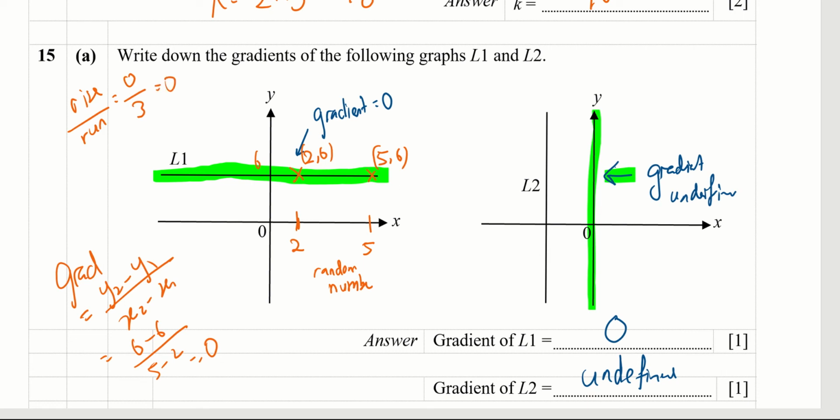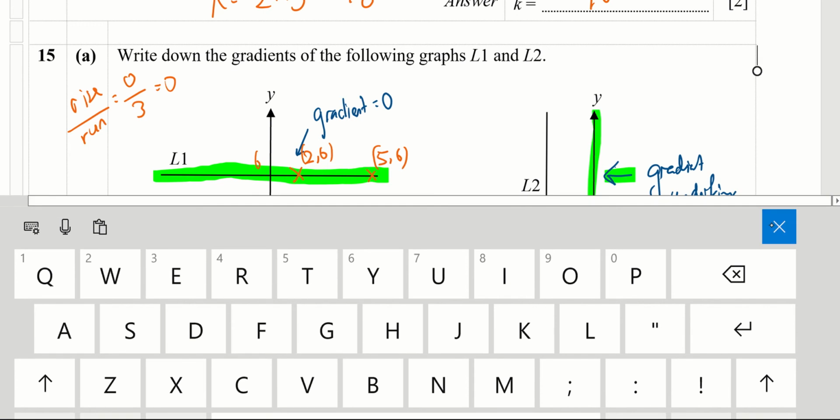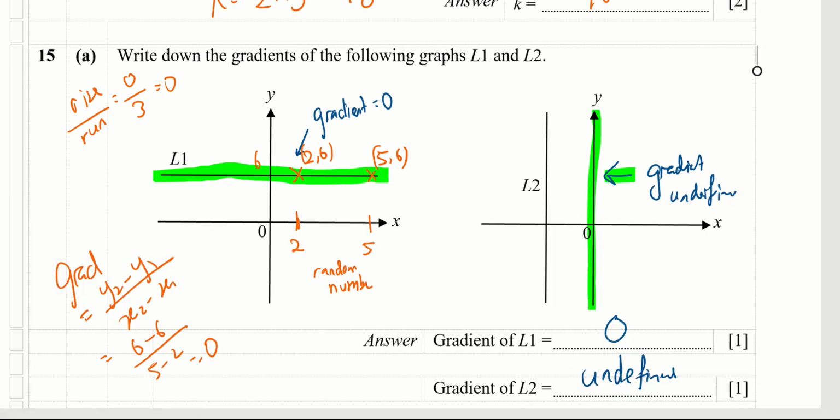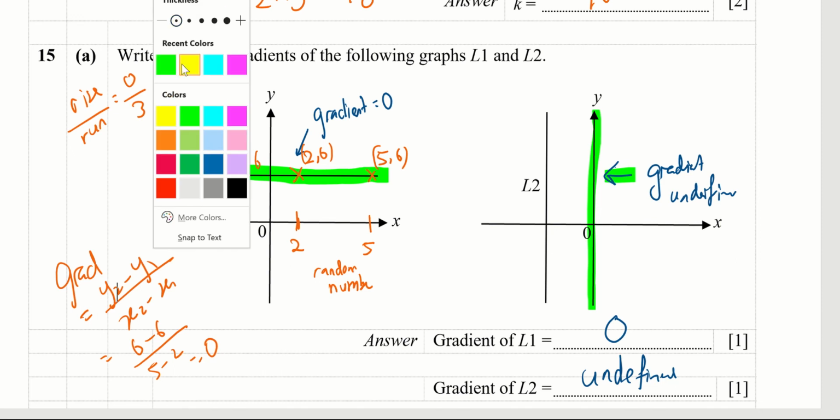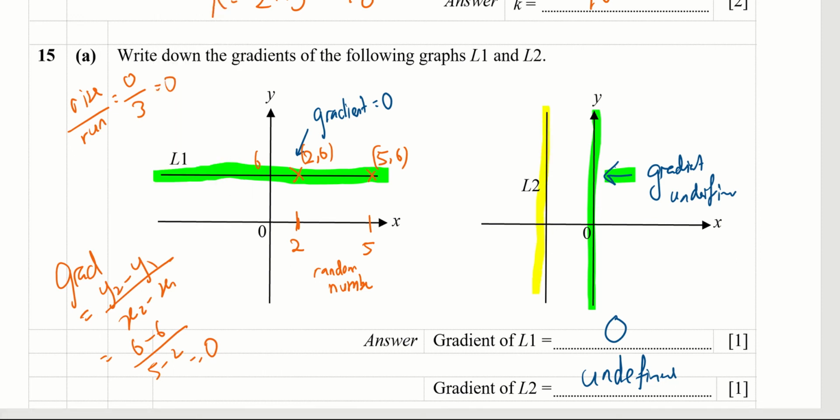Using the same idea, say for example, I'm sorry, this is the origin, this is the line. I'm sorry, this is not the line, this is the line too. So I actually wrote it wrong, but the idea is the same. So this line, the gradient is undefined.